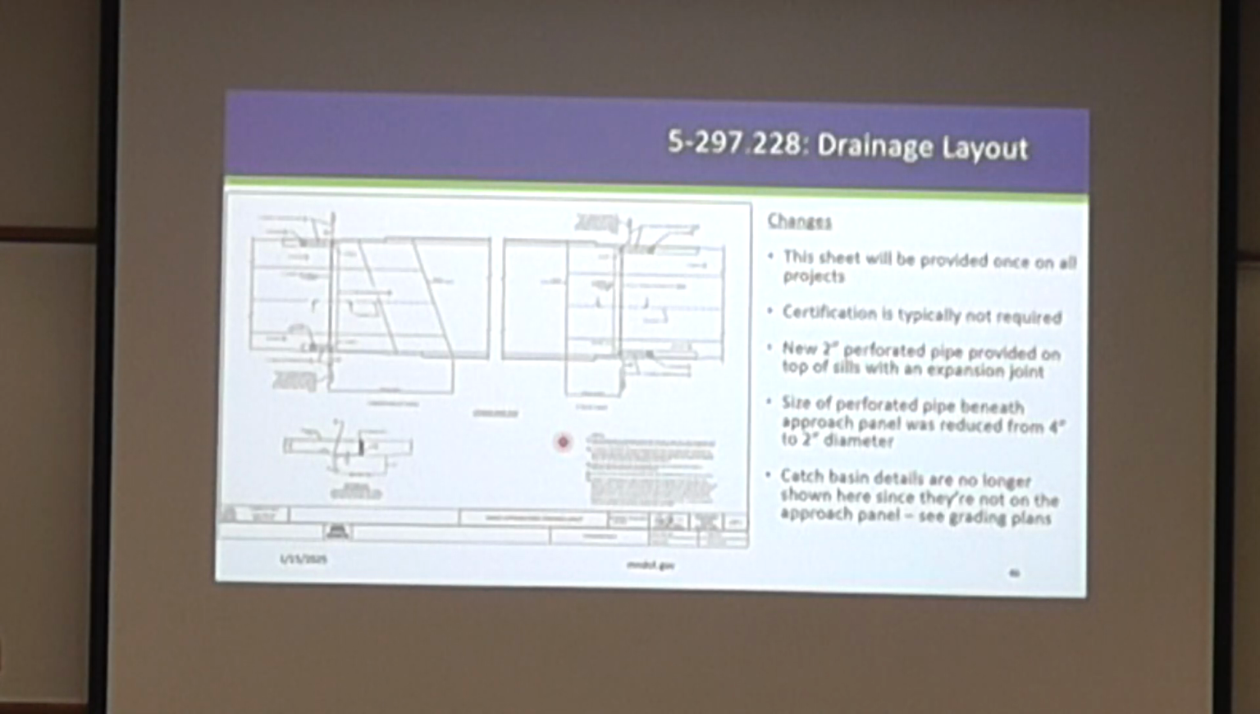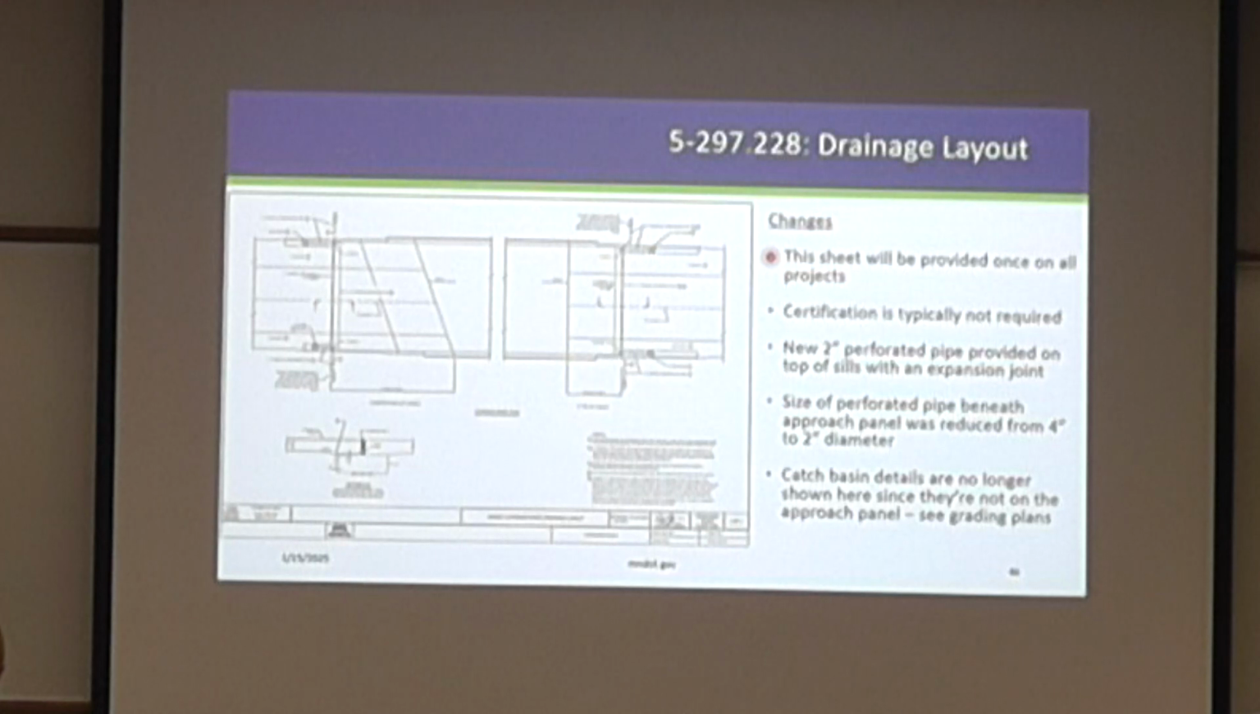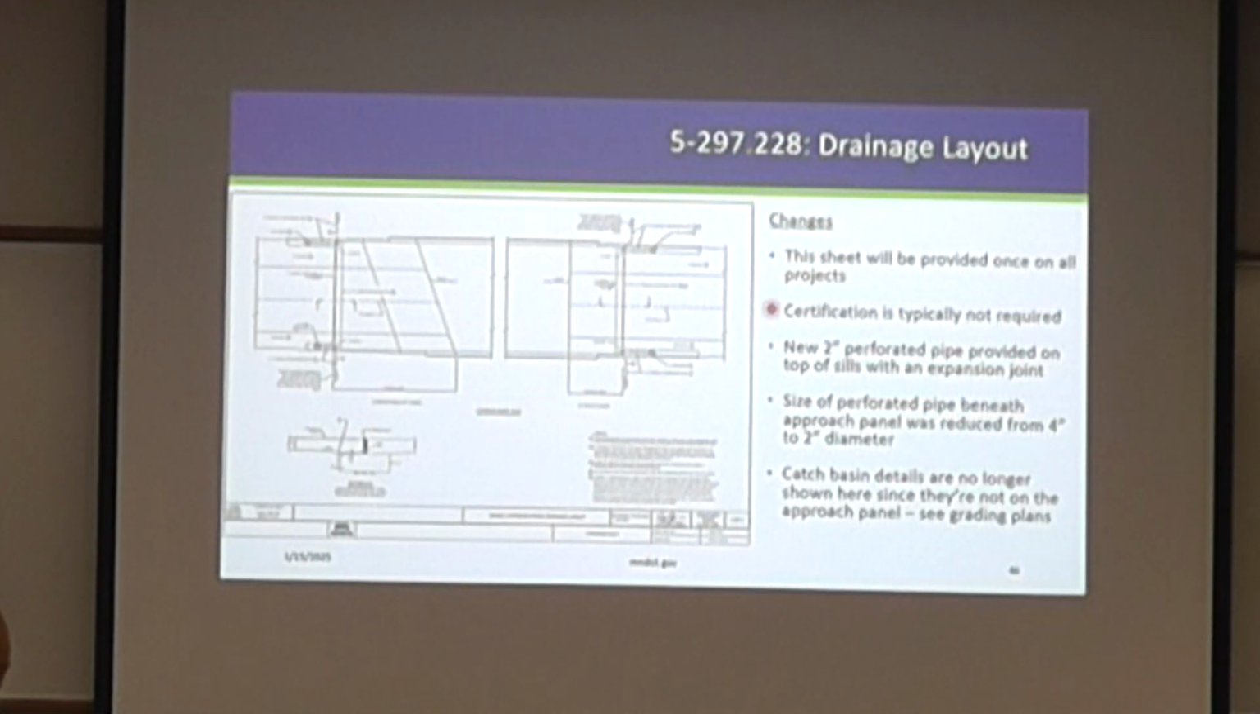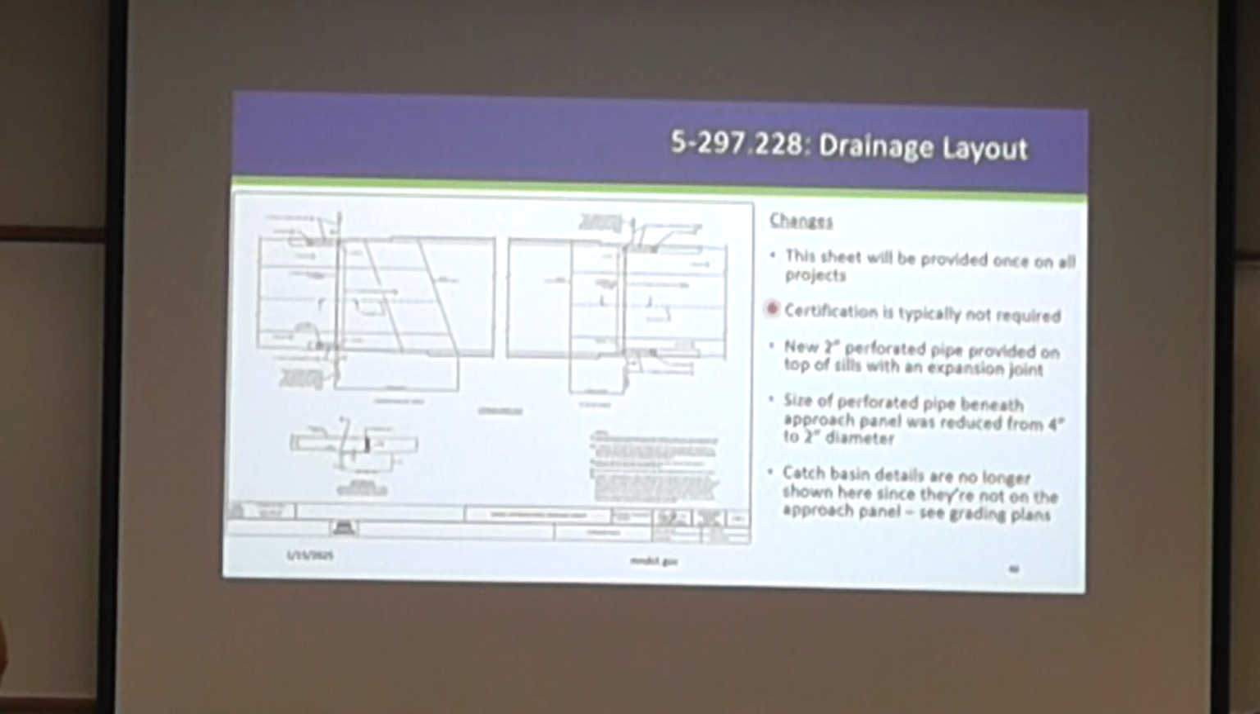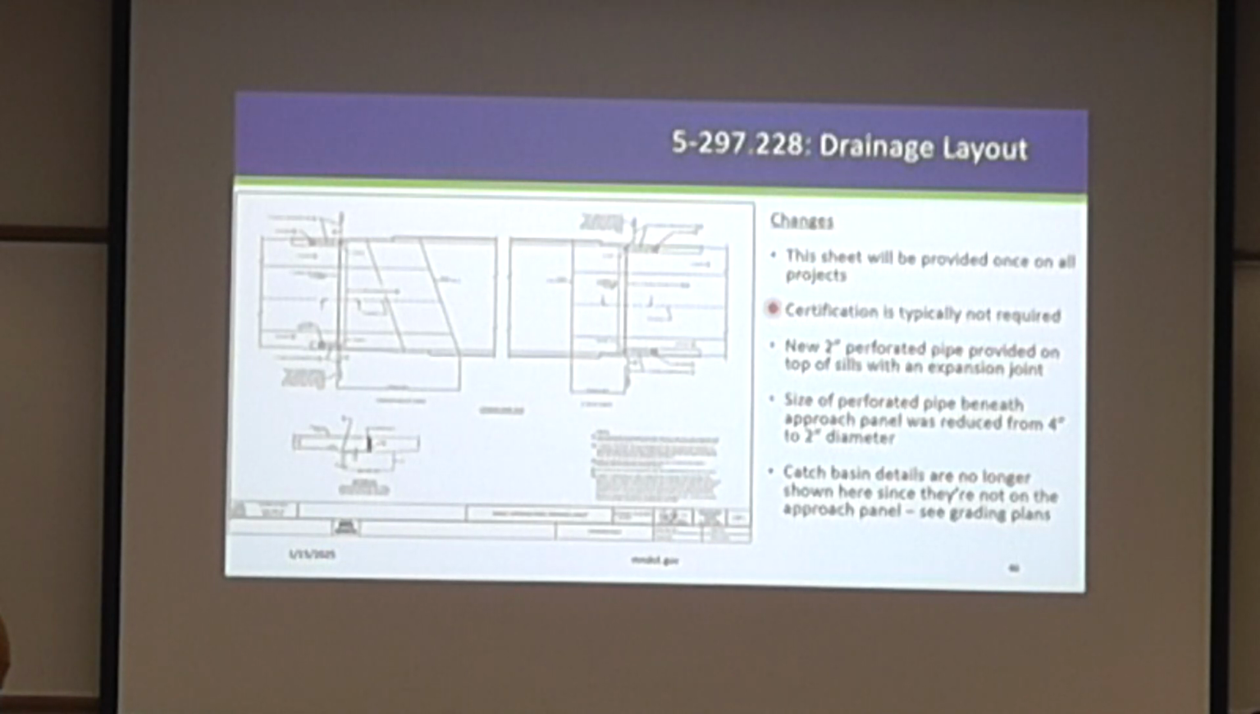Let's see, drainage layout. So this sheet will be provided once on all projects. We do want the drainage everywhere for all the approach panels. Certification probably not going to be required unless there's something really unique going on in the project. So you're probably just going to see this sheet once and it'll apply to all the different approach panels, all the different bridges, I should say, on that project.